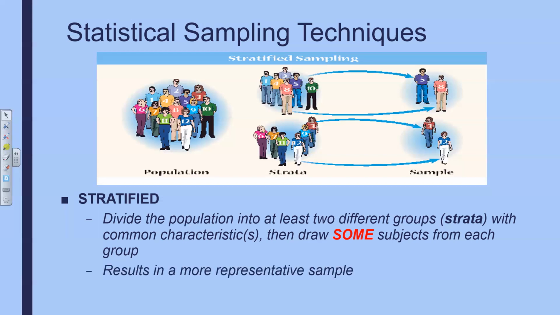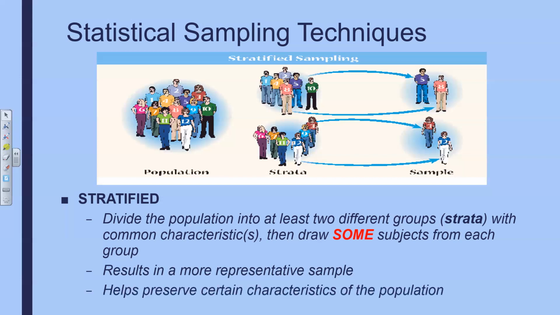Stratified, again, the benefit is it's going to give us that more representative sample. Think about if we divide by gender and we know the population is 60% male and 40% female. I can select from my groups so that I take 60% male and 40% female. You don't have to take the same number from each group. So it gives you that more representative sample. It also lets you preserve or control some of those characteristics that could be considered lurking variables.